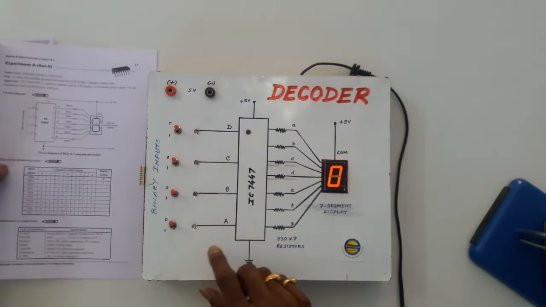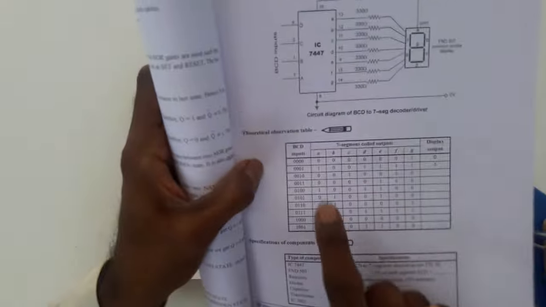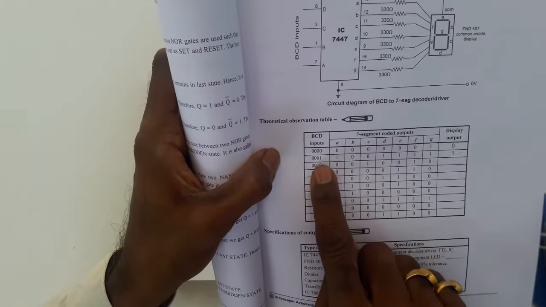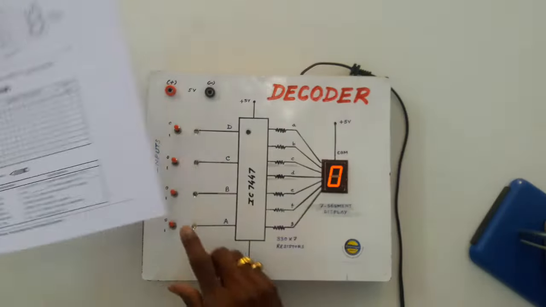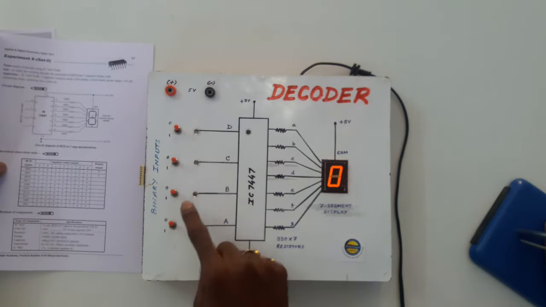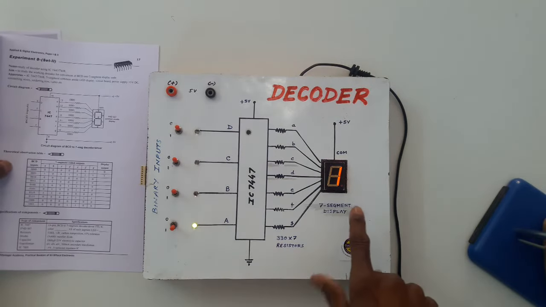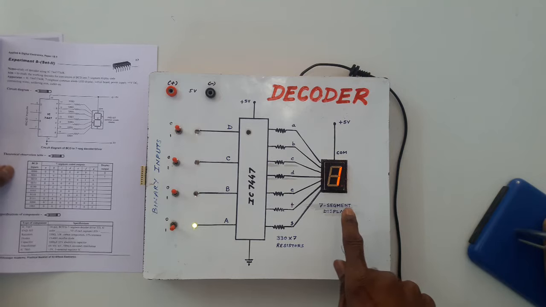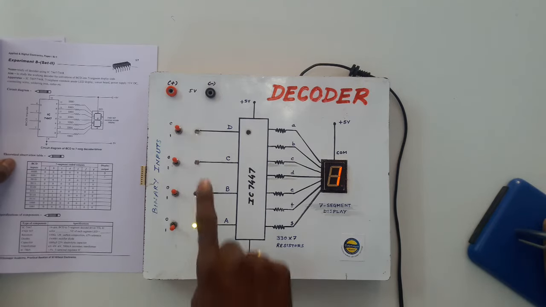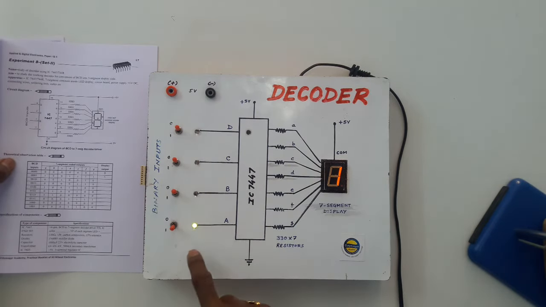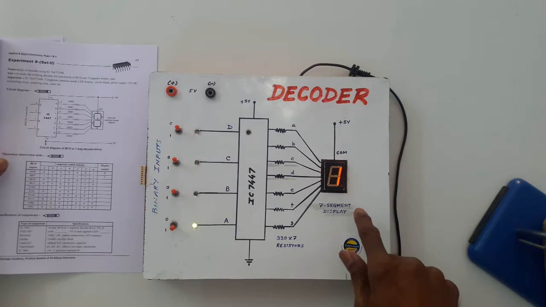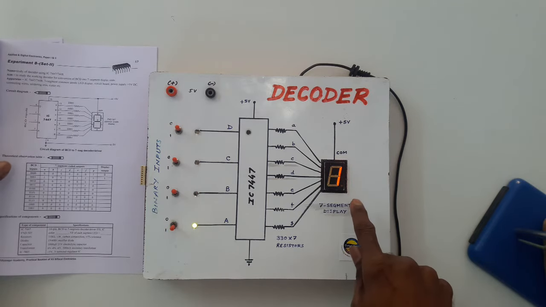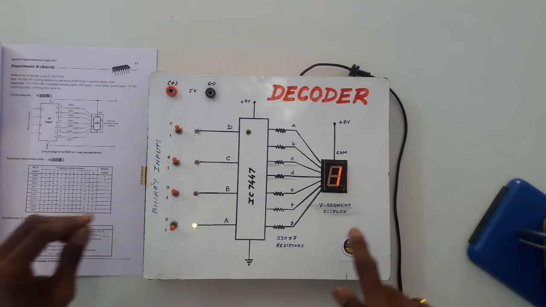Now we apply another input according to this table. We apply the next input now. It is 0 0 0 1. So I apply 0 0 0 and 1. So you can see it converts into a 1. So the IC is decoding the binary input 0 0 0 1 into equivalent decimal output, 0 0 0 1 is converted into decimal 1.